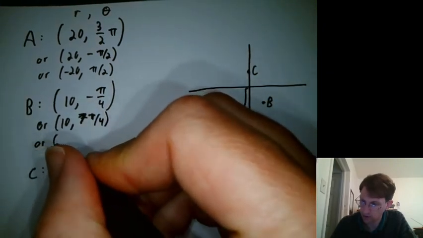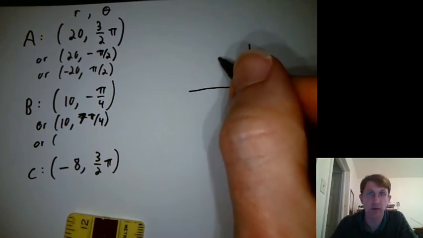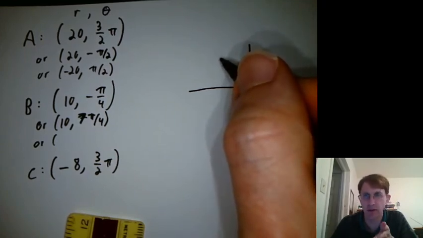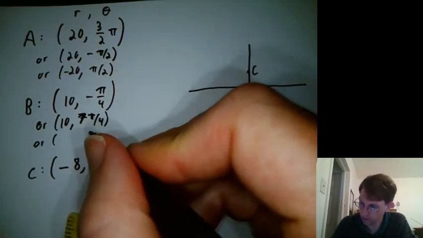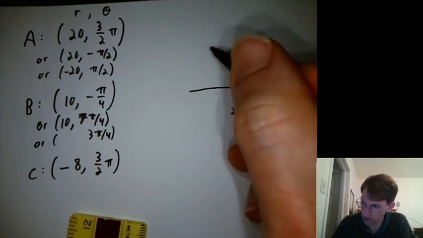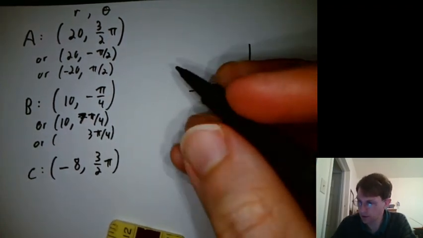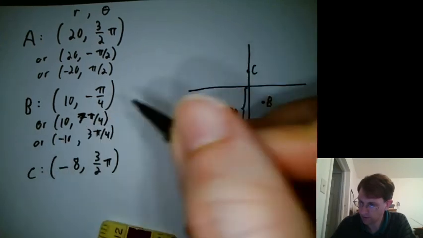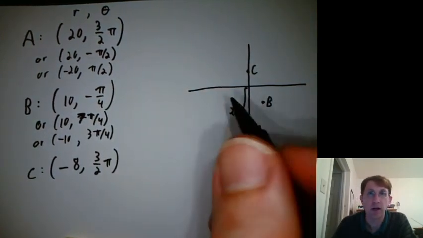Or you could go, what would that be? 90 degrees plus another 45, which would be 135, which would be what? 3 pi over 4. So go around this way, be pointing out that way, and then go -10 based on that direction. So that's 3 ways of writing that point.